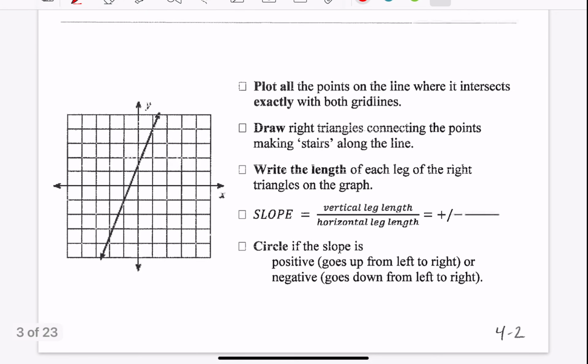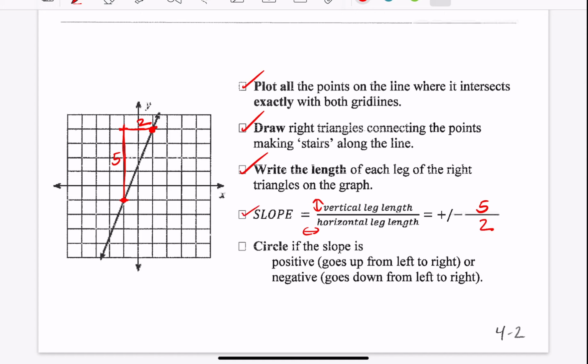And then the last example. So I'm going to look for points. I come along, there's a point where everything meets, and there's a point where everything meets. So I only have 2. I'm going to draw my triangle. So I plot my points, drew my triangle. I had 1 I could draw, write my leg length. So from here to here is 1, 2, 3, 4, 5. From here to here is 2. And then my slope is going to be the vertical leg length, which is 5, over the horizontal leg length, which is 2. So I've got 5/2 for my slope.